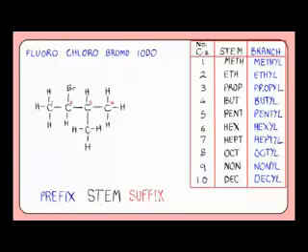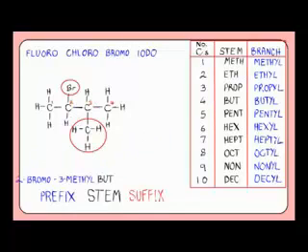The longest carbon chain is 4, so the stem is but. It has a methyl branch and a bromine atom. The bromine is in position 2 and the methyl position 3. So in alphabetical order, the bromo comes before the methyl. We have a prefix of 2-bromo, 3-methyl. This compound is a halogenoalkane, an alkane with halogens, so the suffix is -ane. Putting it all together gives 2-bromo, 3-methyl butane.